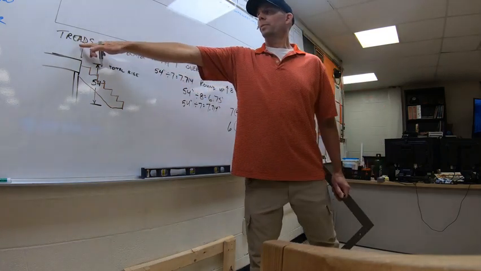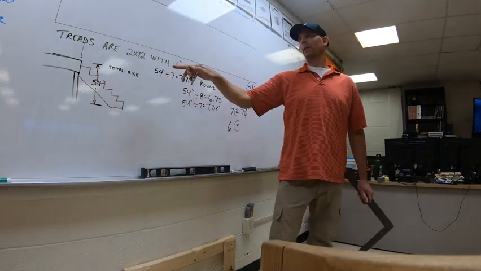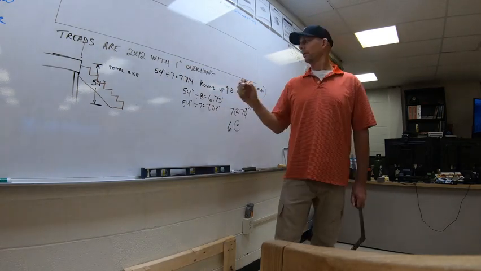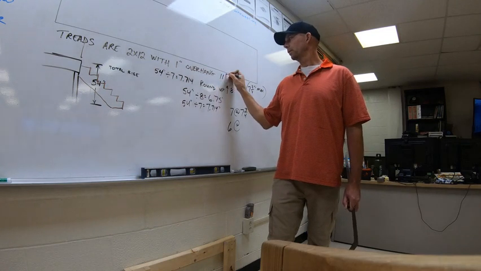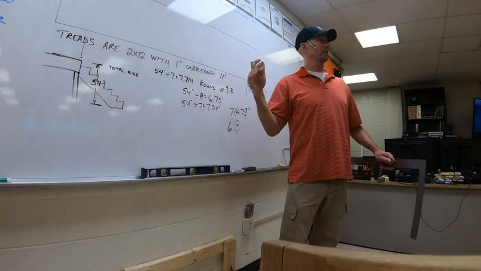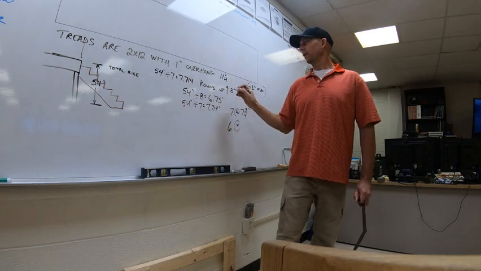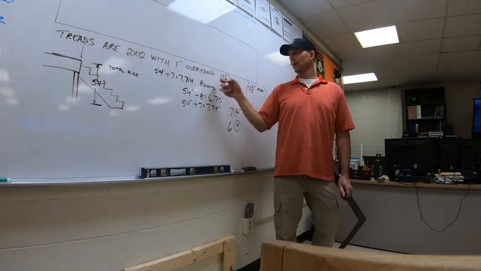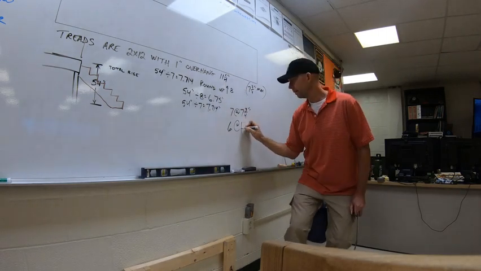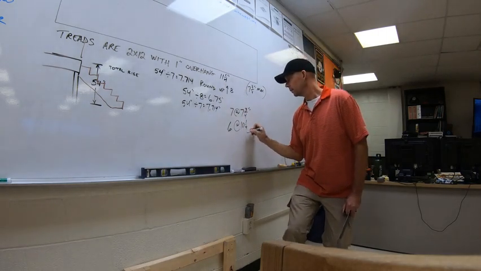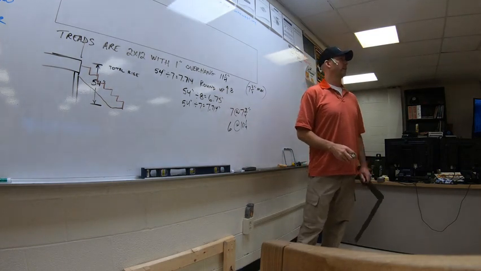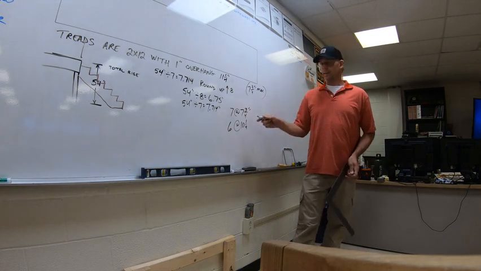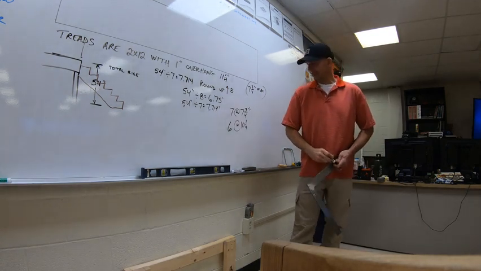So here, look, there should be a detail for this. Treads are 2x12s with 1 inch overhang. All right, how big is a 2x12? How wide is it? 11 1/4. So the 2x12 is 11 1/4, with a 1 inch overhang. That means you're gonna have 10 1/4. Okay, everybody follow me on that? So this is all we got on this.